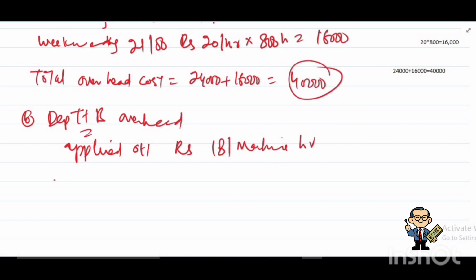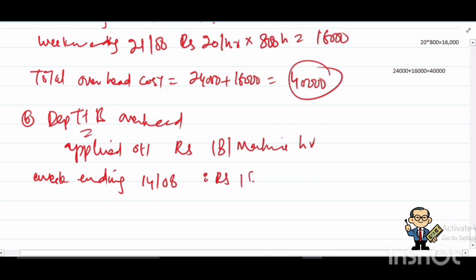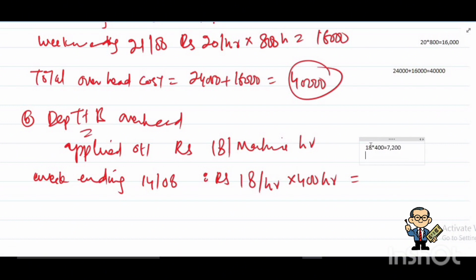Now as we know, the week ending 14/08, the rate was 18 per machine hour, and the machine hours used during this week were 400. And if you calculate 18 multiplied with 400 and equal, we'll get 702.